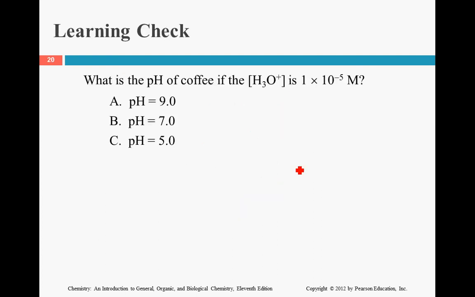Let's try another one. I'm going to give you a minute to practice this one on your own. You know you're going to need the equation pH is equal to negative log of H3O plus. We're going to put this number into that concentration.